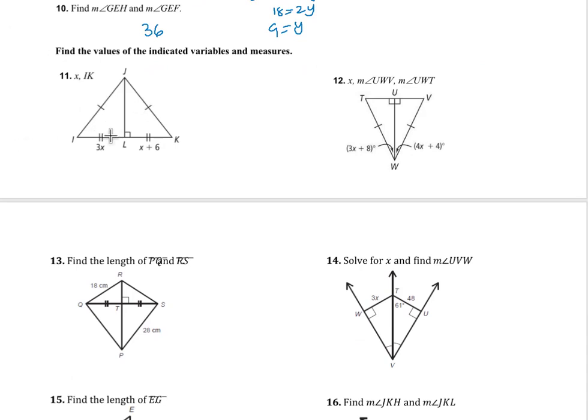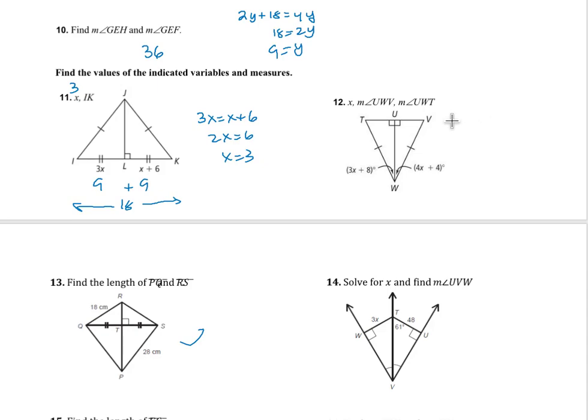For this one, we want to find x. Since we have a perpendicular bisector, 3x is equal to x plus 6, and we find out that x is equal to 3. Then we plug 3 in to those segments on the bottom, and they're both equal to 9. So this total segment length, which is IK, is going to be twice 9, which is 18.